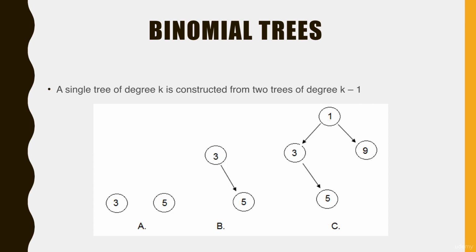In A, you can see only 3 and 5, which are 2 separate nodes. In A, these two are binomial trees of degree 0. B shows you the two trees combined into a degree 1 tree. C shows two degree 1 trees combined into a degree 2 tree.